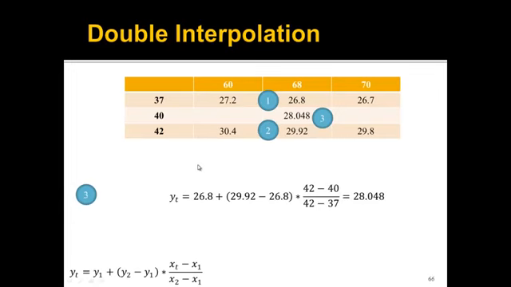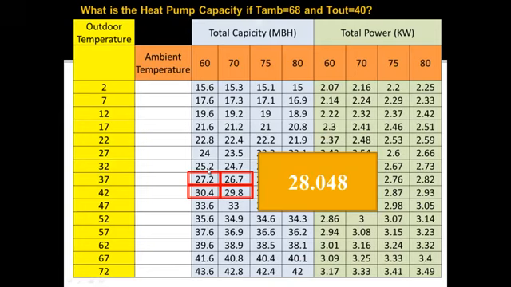Then the next thing is part 3. Now we use parts 1 and 2 as our y values, and then 42, 40, and 37 as our x's, as you can see in the formula below. So we end up with a capacity of 28.048. That's how you do double interpolation. We can see from a gut check that it's in between those numbers. That's a good gut check to see that it's in between those numbers.